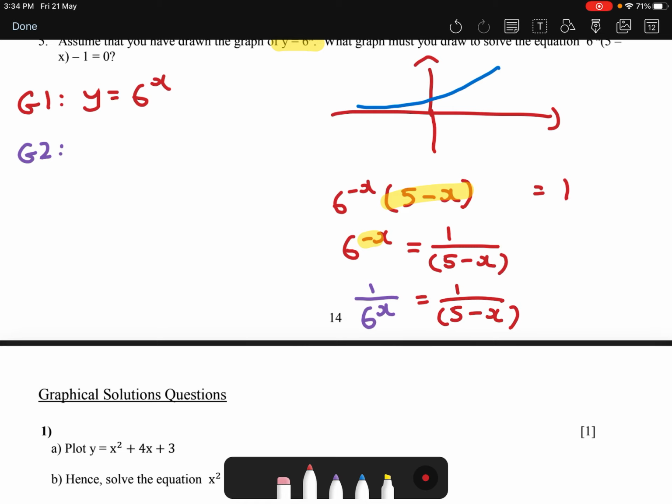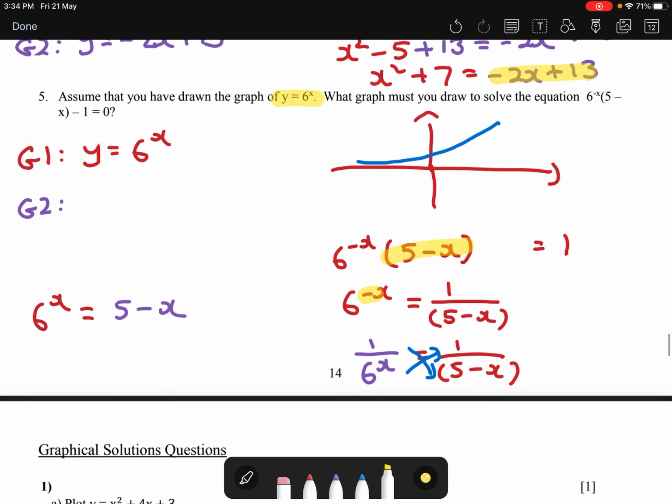Okay, then after that, because I want to have 6 to the power of x, right? So you just cross multiply again. Okay, so you cross multiply, you should get, maybe I just put here. Okay, so now your graph number 1 comes out already, your graph number 2 also comes out already. So this is G2, this is G1. Okay, so G2 will be y equal to 5 minus x.